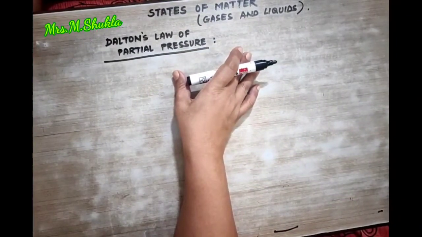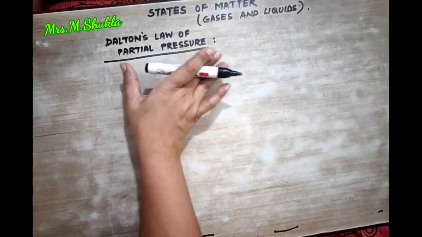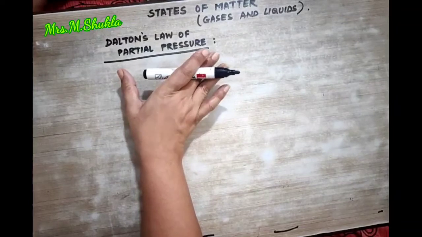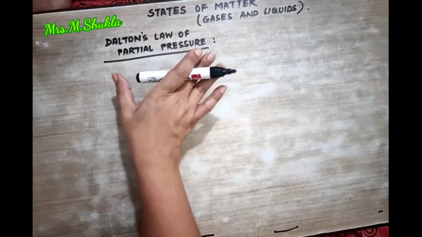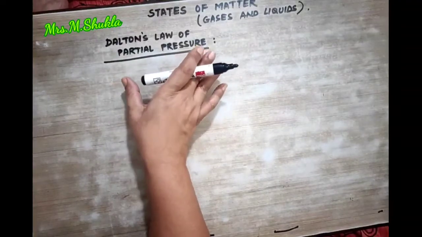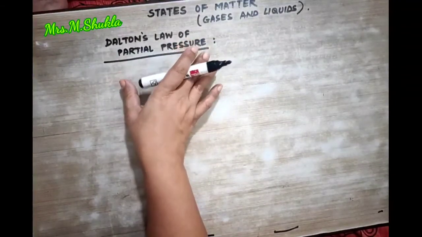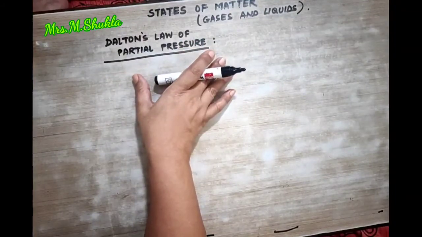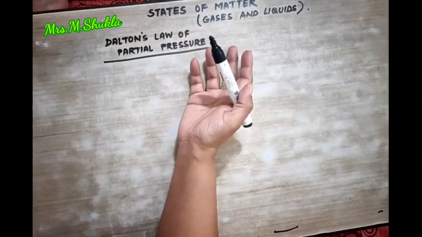In this chapter on states of matter, today we are going to talk about Dalton's law of partial pressure. This law was stated by John Dalton in 1801 to calculate the pressure of a mixture of non-reacting gases. Clear? So, what is Dalton's law of partial pressure?